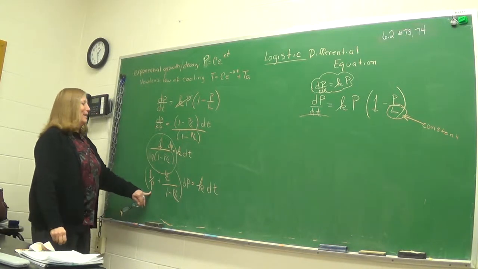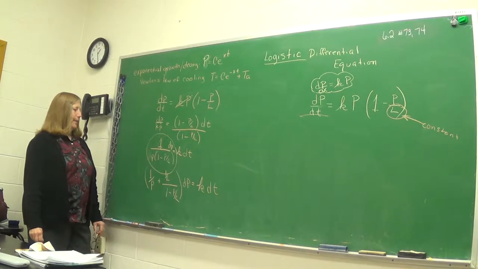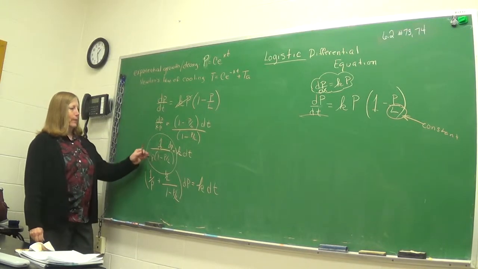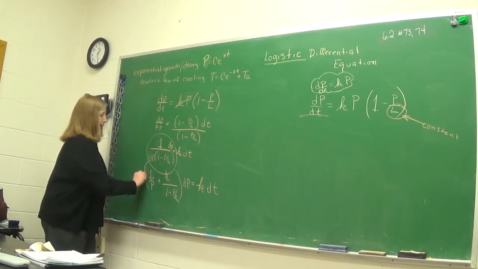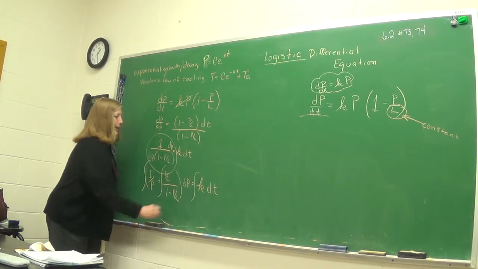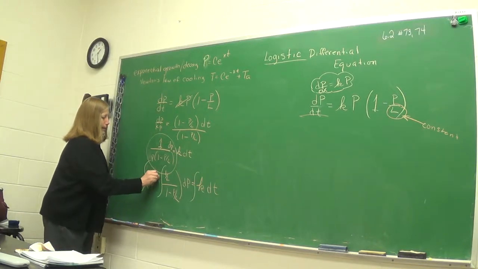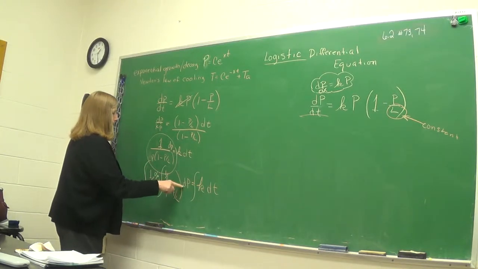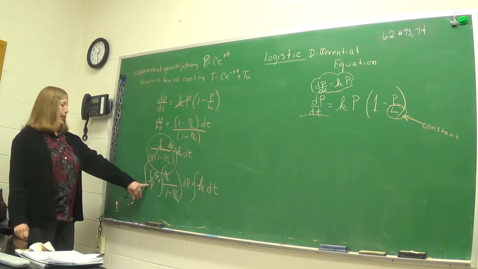Alright, so at this point, Brendan, what do we always do? Everything's separated. We've changed the form by using a method called partial fractions. Integrate both sides. Very good. Integrate, integrate, integrate. Alright, so there's a dp now here as well, and a dp there. Alright, so start us on that journey.